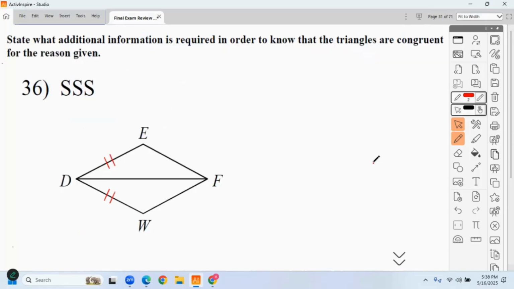See what we got here. Actually, we know a little something already. State what additional information is required in order to know that the triangles are congruent for the reason given. So automatically we see this, right? I think we're okay with that. But what we need right here is this one and this one. What is that? We don't really know, but this is what we need. We need EF to be congruent to WF. Okay. That's what we need. Hopefully that's what we'll get. Let's see what's up. On to the next.